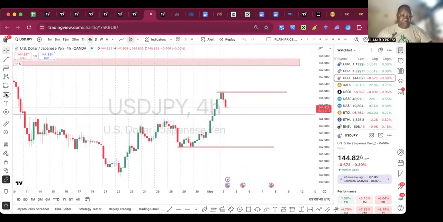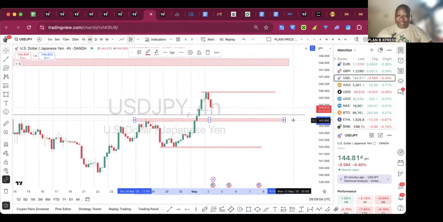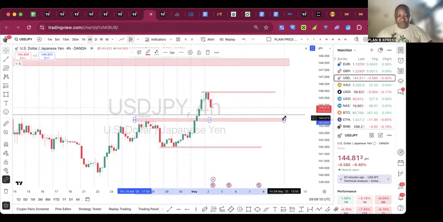Now I draw another one, so I can draw zone by zone. So look at this candle. This is the highest here. So I take from the wick of this candle to the body of that candle. All right? So you can see what I'm doing now. I'm partitioning so that when you are trading your support and resistance, you will not find it difficult. So zone by zone. I like to draw it this way.